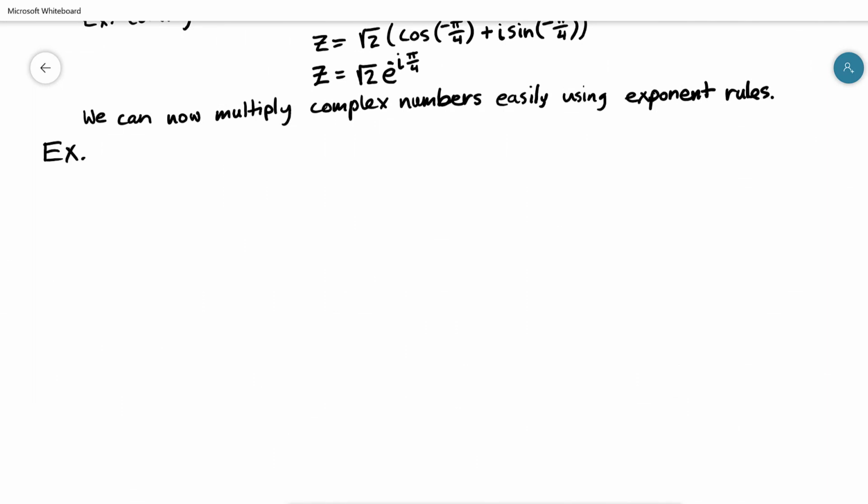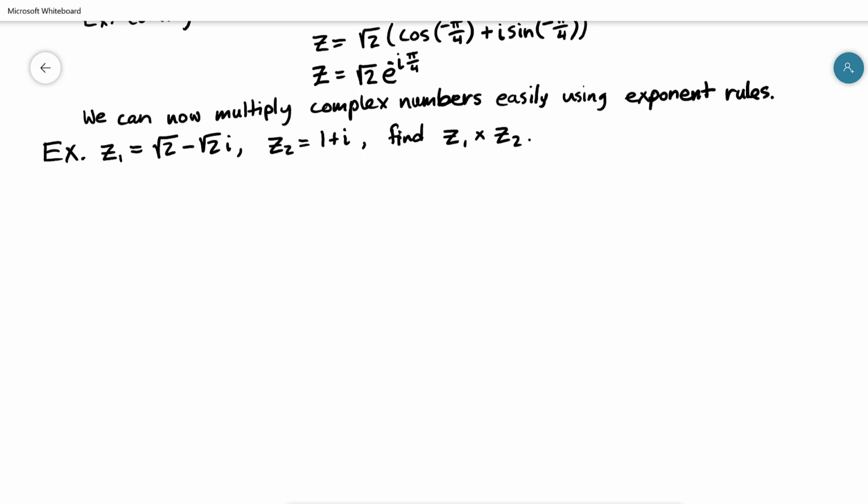So let's do an example. Again, I'm going to give you two numbers. Here's my first complex number: it's going to be root 2 minus root 2 i. And my second complex number is going to be 1 plus i. I want us to find z1 times z2. I want to find their product.